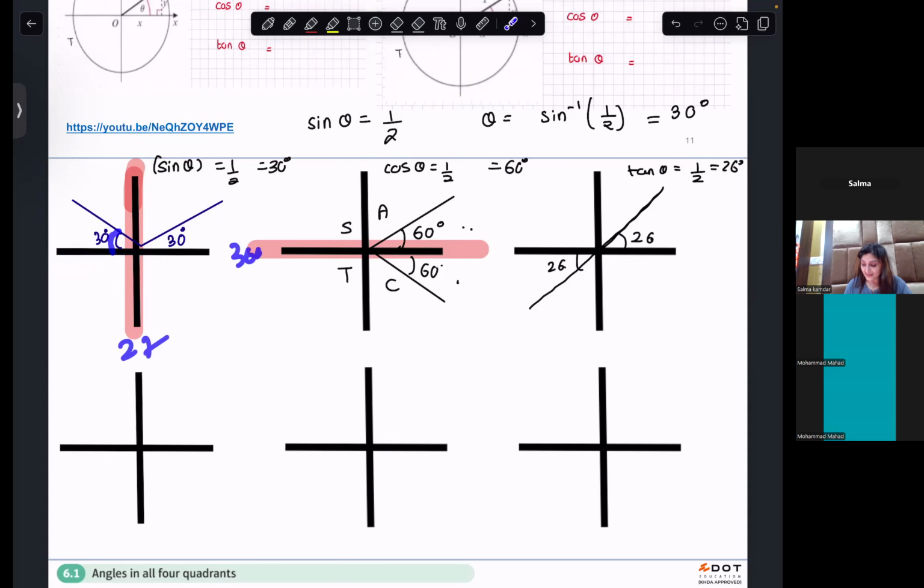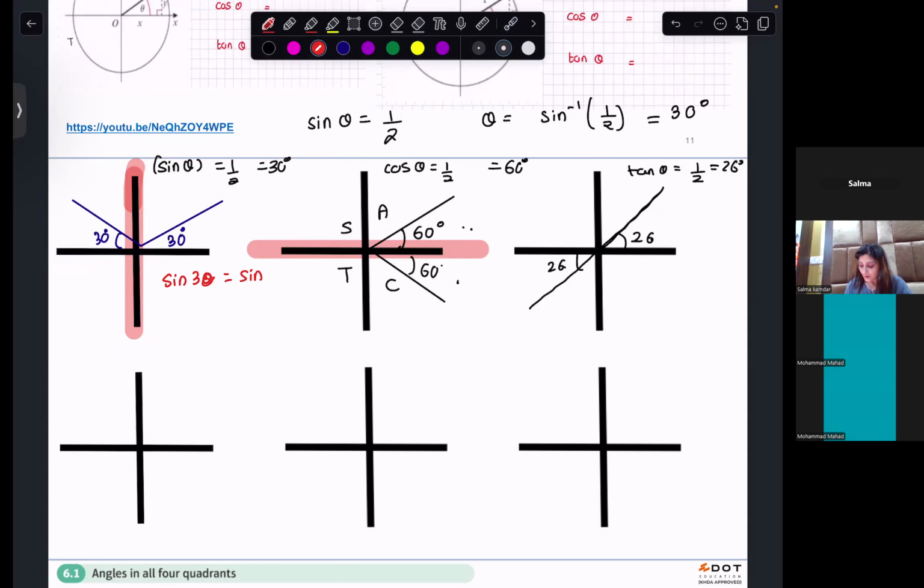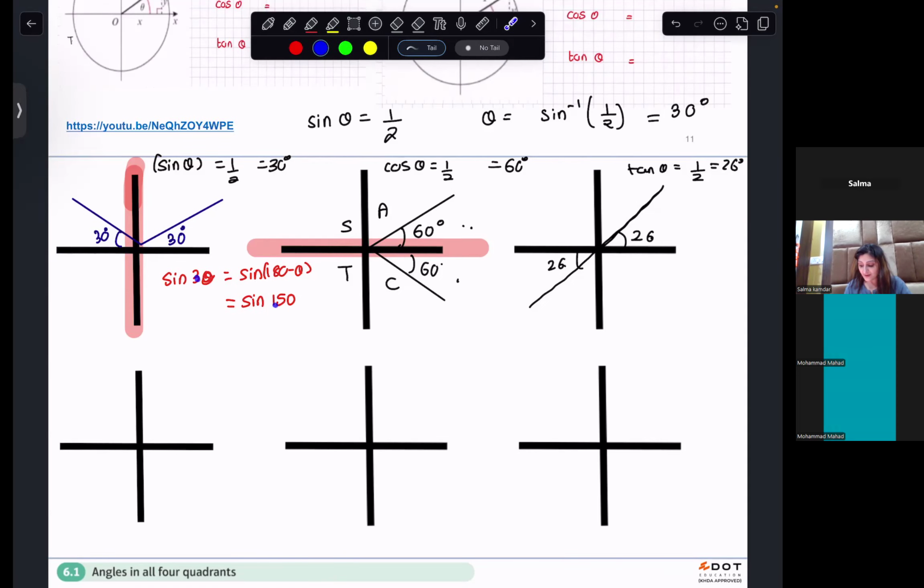This is 180 minus theta. So can I say my sine 30 is also equal to my sine 180 minus theta, that is my sine 150? This is 180 and this is minus theta. So the equivalent angle of sine 30 using the CAST or the quadrants would be 180 minus theta. Since this was positive, even this has to be positive. That is why we took this. I hope you're with me.